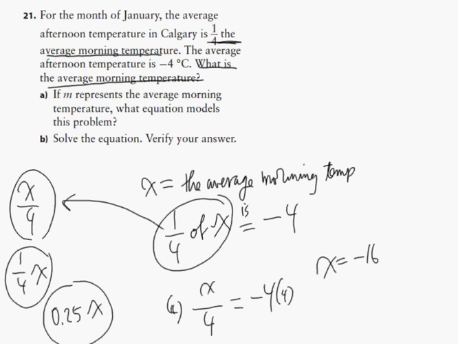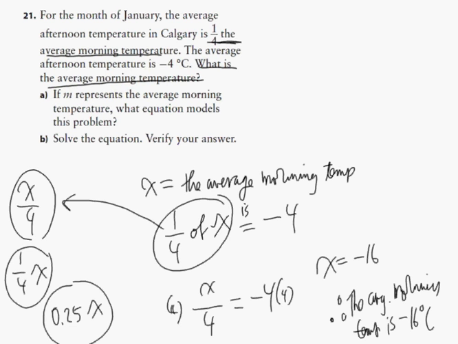Now in story problems, you're not done. The last thing you have to do is write this. Therefore, the average morning temperature, which should be colder than the afternoon, is negative 16 degrees Celsius. And that makes sense, because if it's 1/4 of that, it would be negative 4, which is the afternoon temperature.